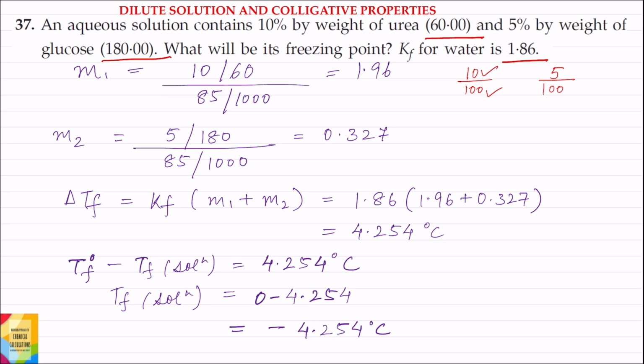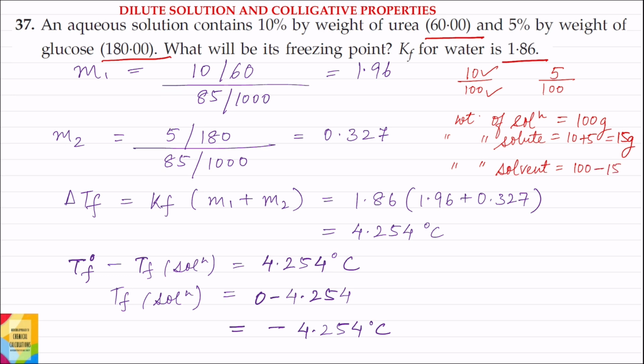Now urea and glucose are dissolved in the same solvent. So the weight of solution is equal to 100 gram. Weight of solute will be equal to 10 gram of urea plus 5 gram of glucose, which is equal to 15 gram, and weight of solvent will be equal to weight of solution, that is 100 gram, minus weight of solute, that is 15 gram, and this is equal to 85 gram. So weight of solvent हो गया 85 gram.